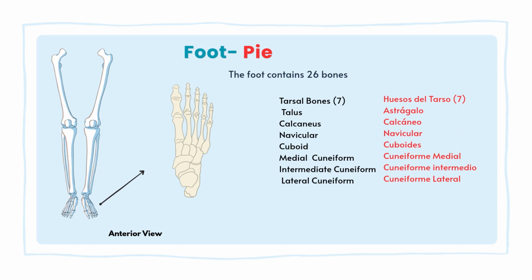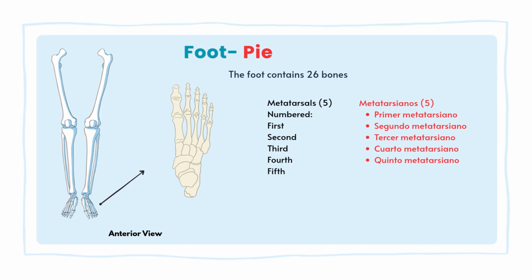cuneiforme medial, or in Spanish, you can say primera cuña, cuneiforme intermedio, or segunda cuña, cuneiforme lateral, or tercera cuña. The foot has 5 metatarsal bones. They are numbered from the first to the fifth metatarsal, starting on the medial side at the big toe and ending on the lateral side at the little toe.